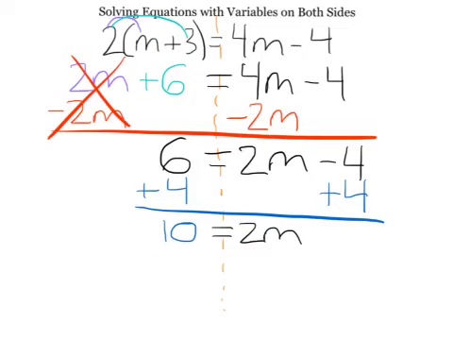Well, now we need to get rid of this times 2. So the opposite of multiplication is division. So we can divide both sides by 2. And what we end up with is 5 equals m. And that's our answer. I'll let you guys check that one on your own.